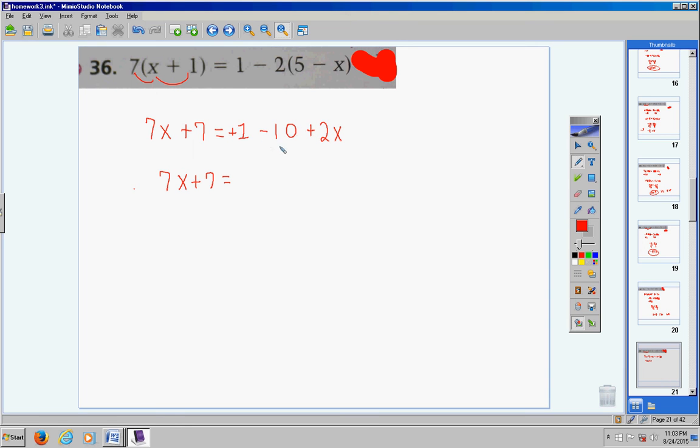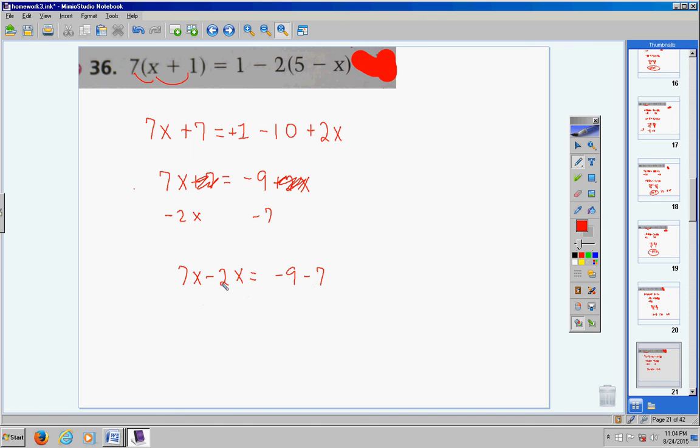Negative 10. So, you owe me $10. You pay off 1, so you still owe me $9. Now, let's get our constant terms on one side and our variable terms on the other. Bring your 2x over and make it a negative 2x. Bring your positive 7 over and make it negative 7. So 7x negative 2x equals negative 9, negative 7.